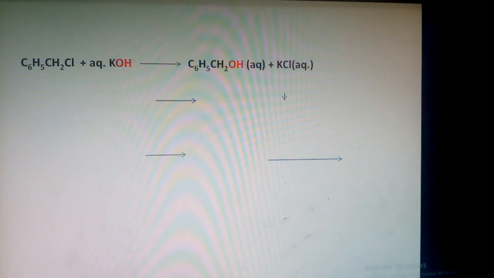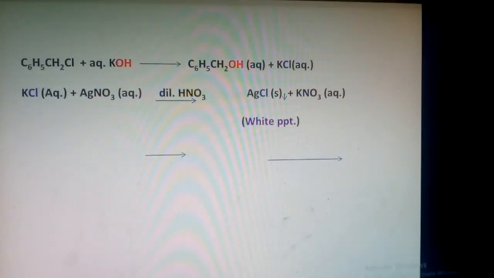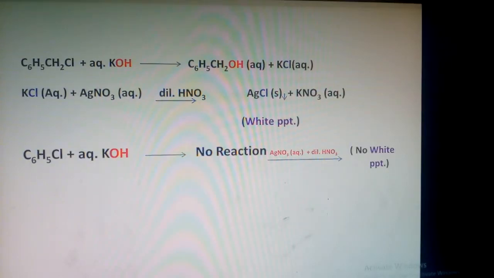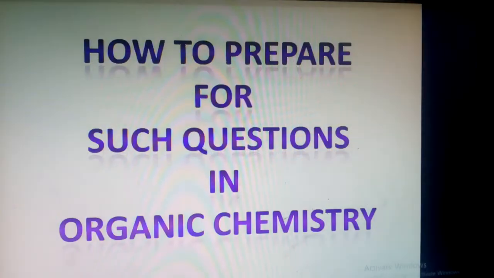First, here benzyl chloride is reacted with aqueous KOH. It forms benzyl alcohol plus KCl in solution. Chloride ion then reacts with silver nitrate in presence of dilute HNO3 to give a white precipitate. On the other hand, chlorobenzene does not react with aqueous KOH, so it will not give a white precipitate in the reaction mixture. So how to prepare for such questions in organic chemistry?